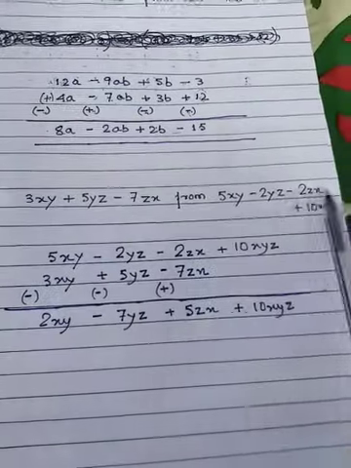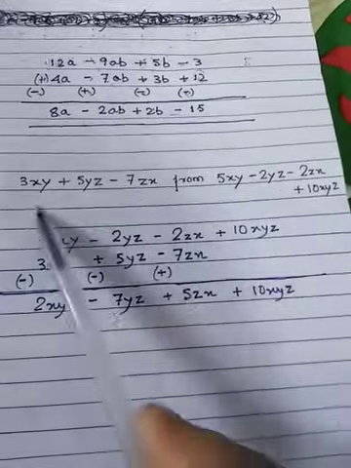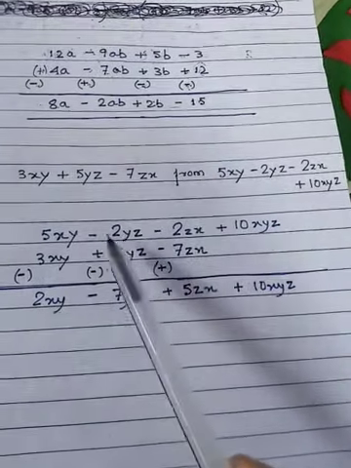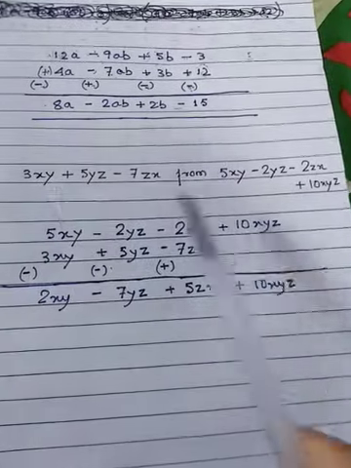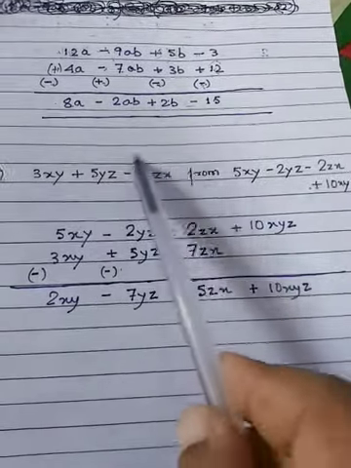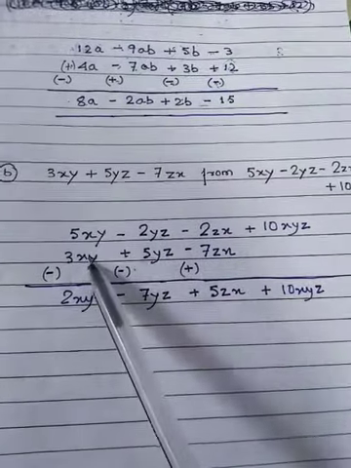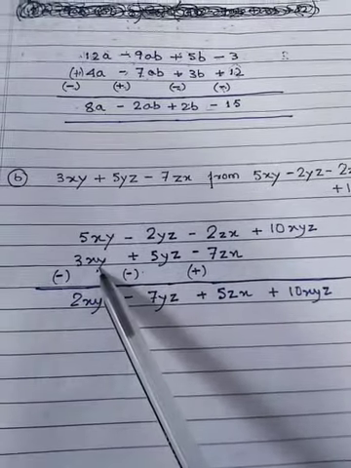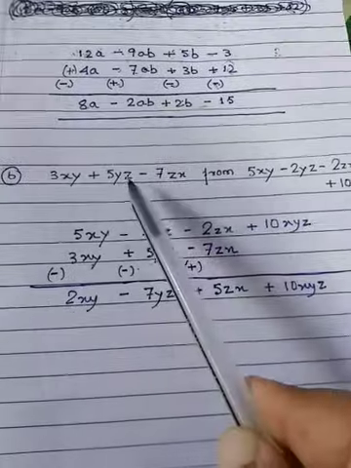Again the question is written in this format. So when "from" is written, you have to write this number above and this number below it. So see 5xy minus 2yz minus 2zx plus 10xyz. I have written this. Now you have to be very careful regarding the first part. xy with xy. So where is xy? Yes, 3xy. So just write below it, that is 5xy. Below 5xy, you have to write 3xy.